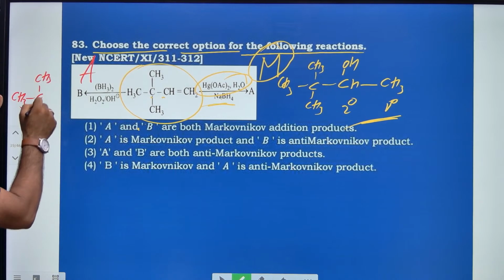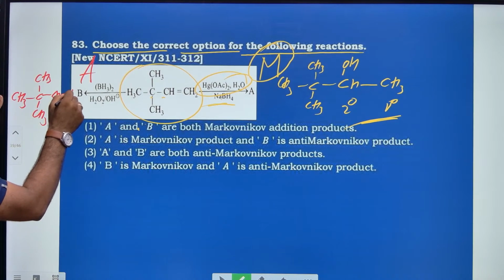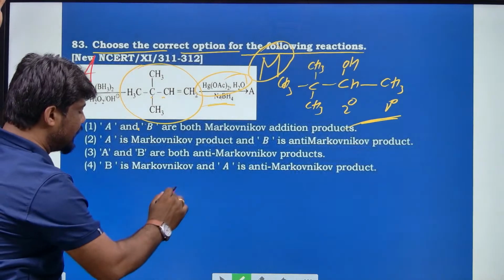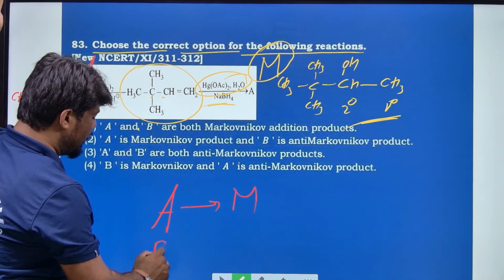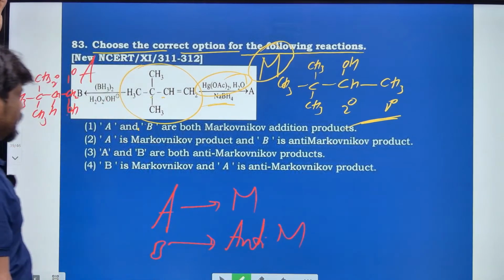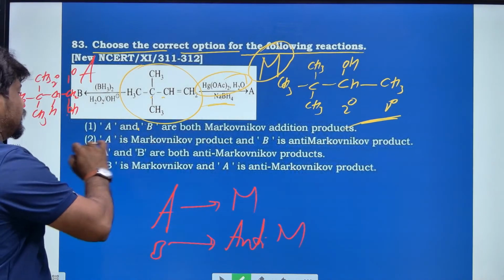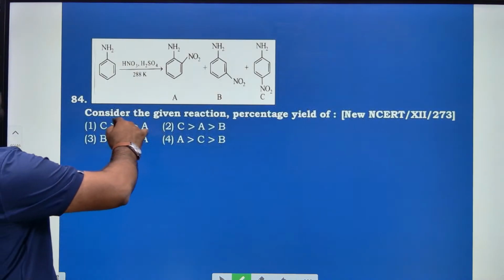Ultimately I can write CH3CH, then CH2OH. The OH is bonded to the primary carbon atom and H bonded to the secondary carbon atom, which means it follows anti-Markovnikov's rule. So A is the product formed by Markovnikov's rule and B is the product formed by anti-Markovnikov's rule. So which is the right answer? A is the Markovnikov product, B is the anti-Markovnikov product. So option 2 is the right answer for the question. Well, let's go to the next one.